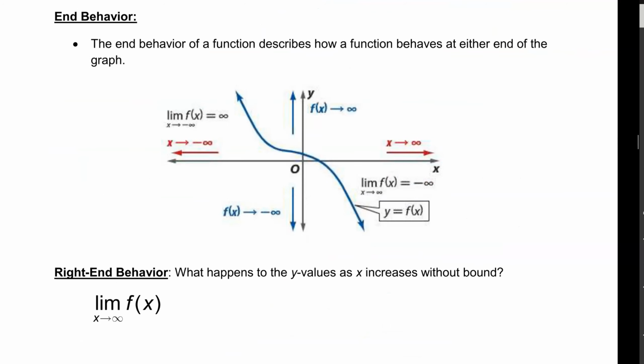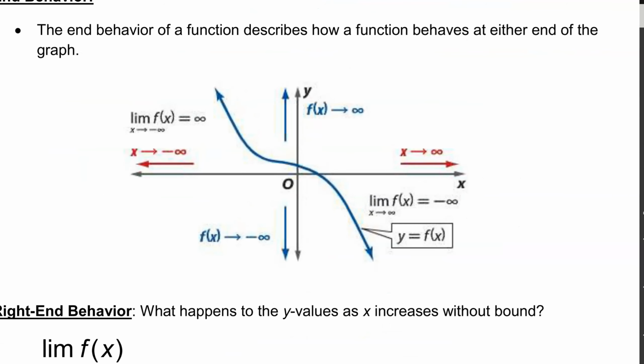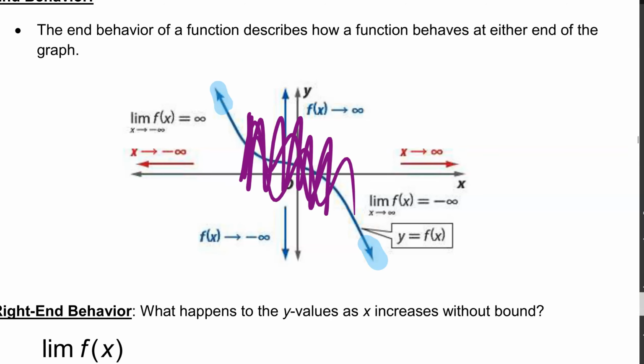Okay, so now we're talking about end behavior. The end behavior of a function describes how a function behaves at either end of the graph. So when we're talking about end behavior, the only parts we care about are literally over here where the arrows are. We don't care about what's happening in between here. Whatever. Not right now. When we are looking at end behavior, it's when you have a limit approaching infinity or a limit approaching -infinity.